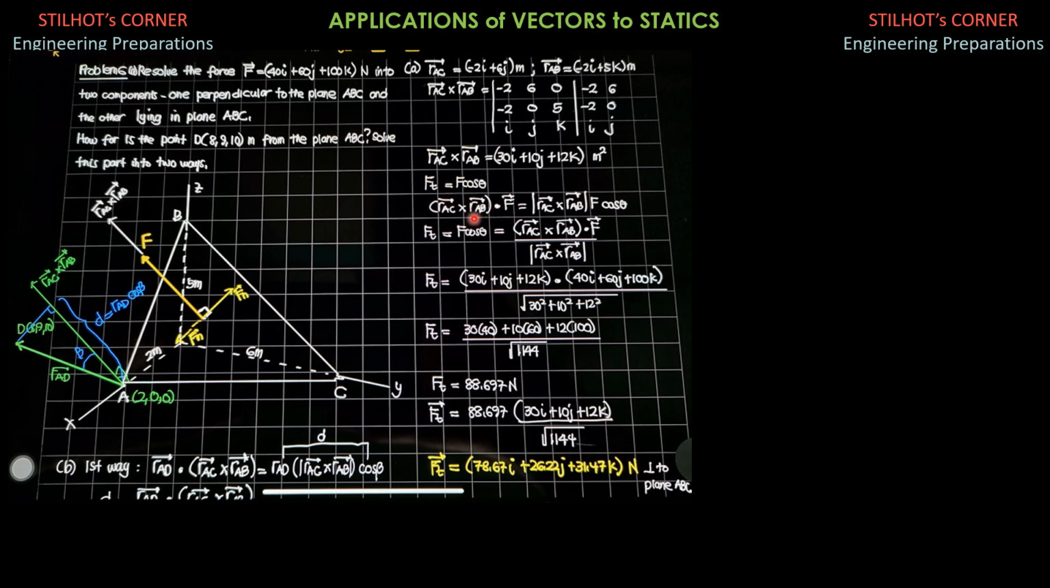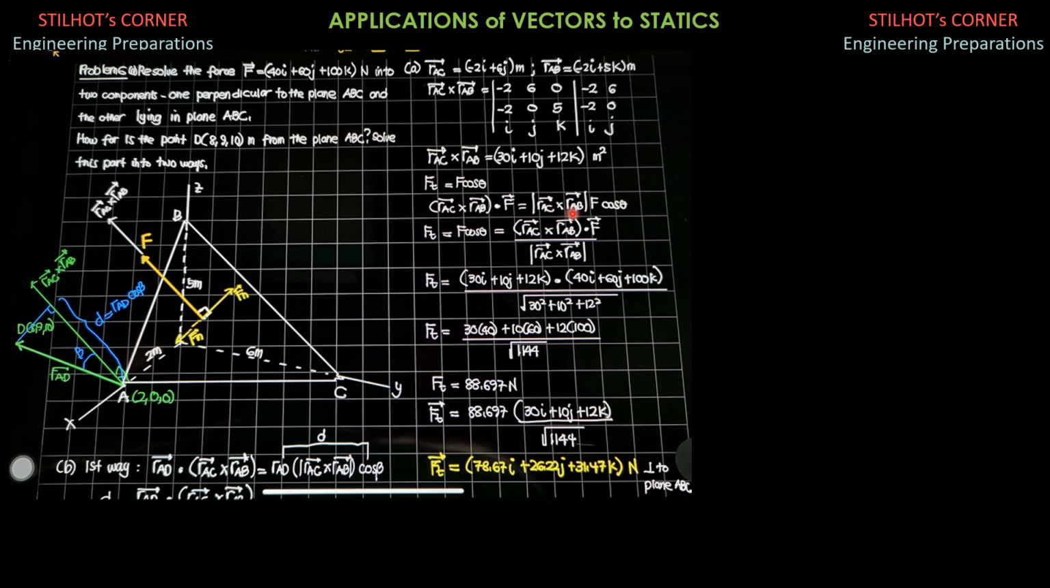So RAC cross RAB dot F is equal to, by definition of that product, the magnitude of the quantity RAC cross RAB times the magnitude of F times the cosine of the angle between them. So we are interested in this component, the orthogonal component, which is the tangential component, F cosine theta, or the component of the force in that direction. So Ft is F cosine theta, derived from this expression here. So it is the quantity RAC cross RAB dot F divided by the magnitude of RAC cross AB.